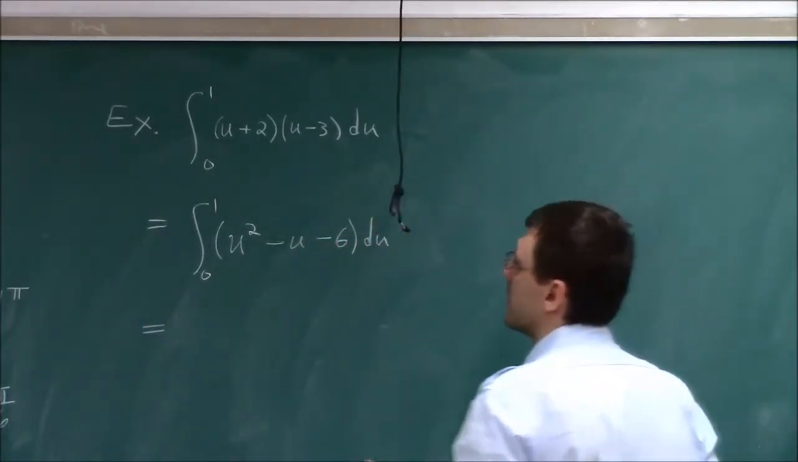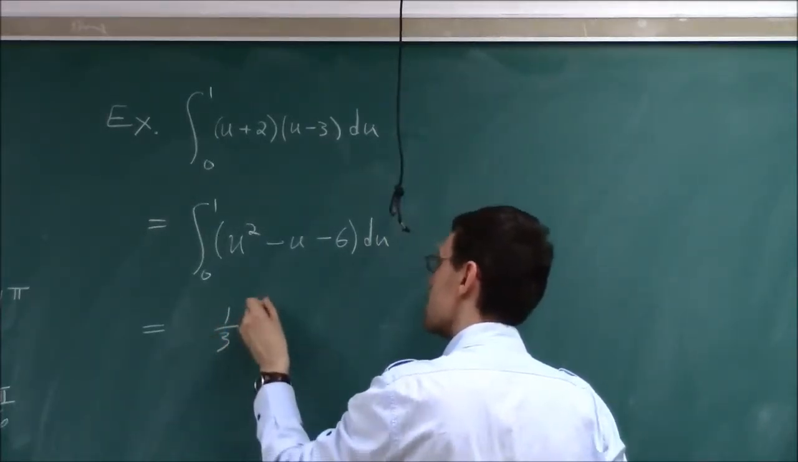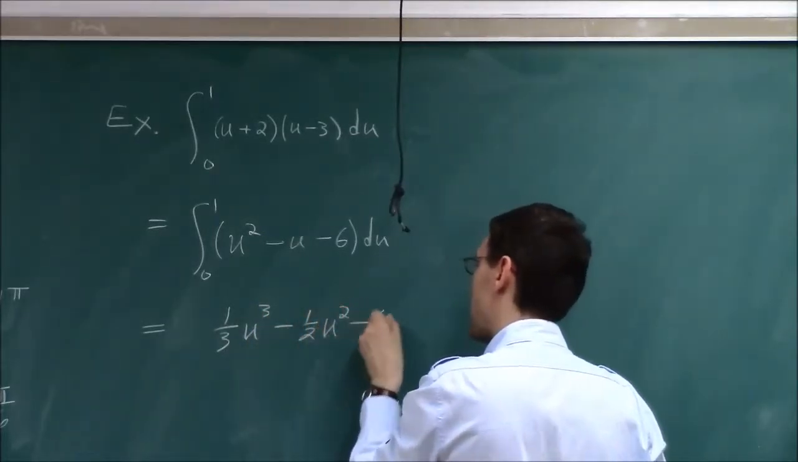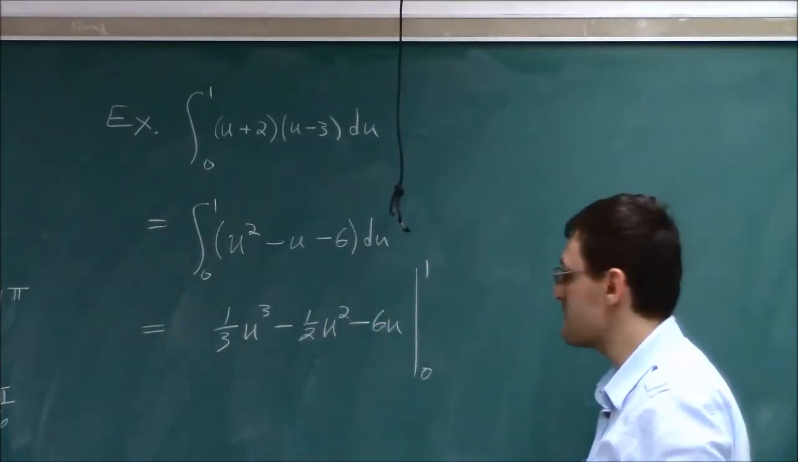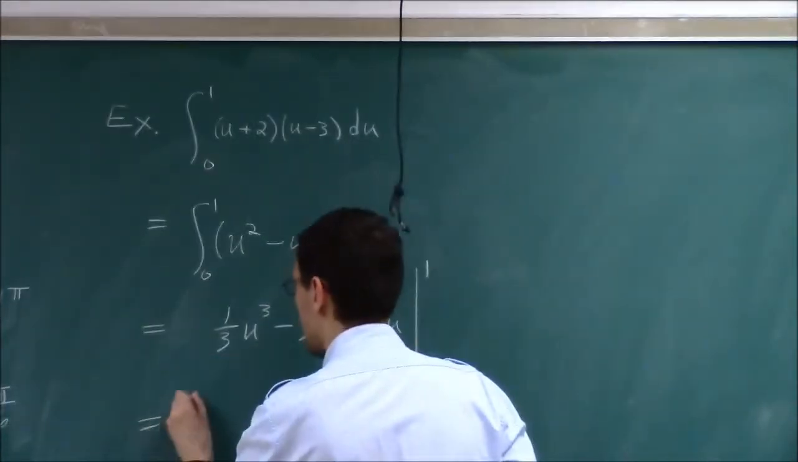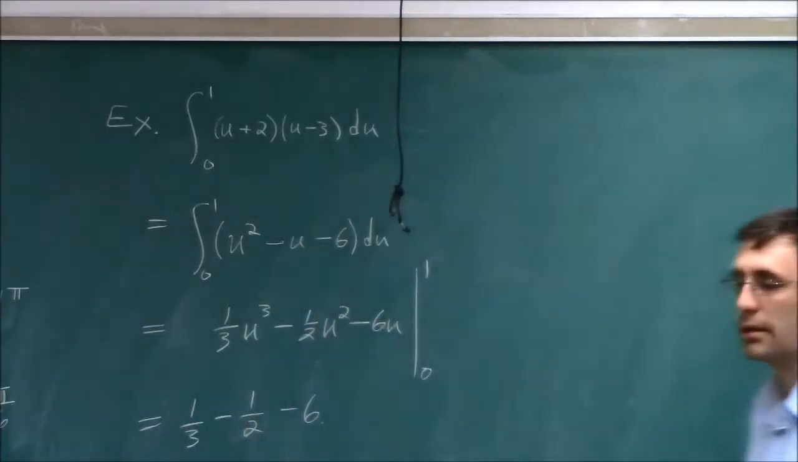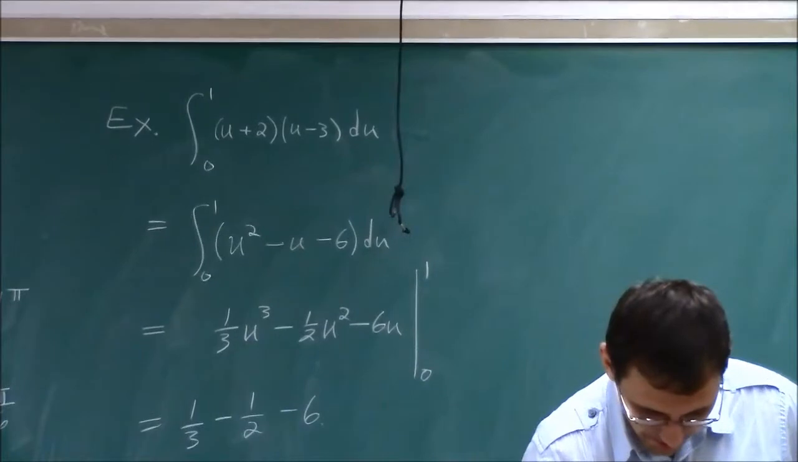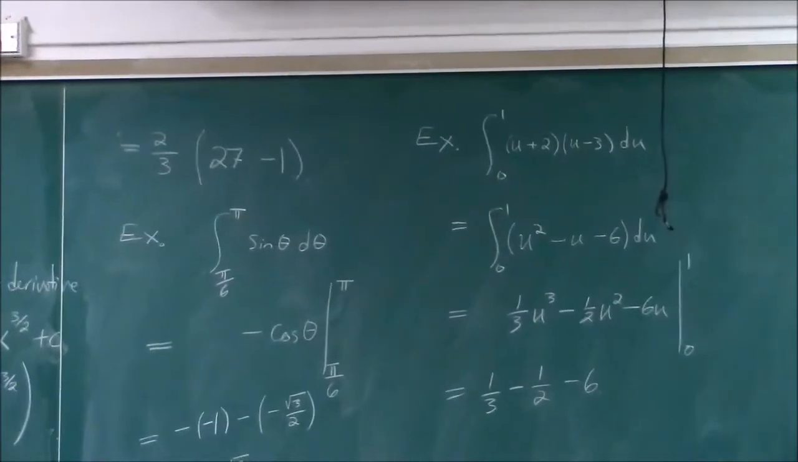So what do we get when we integrate this? And then we write this line and write 0, 1. Okay? And then you can see if you plug in 0, it all vanishes. So the answer is 1/3 minus 1/2 minus 6. Okay? You can simplify it if you want to, but good enough for me. Let me give you 2 more examples, and then we'll move on.